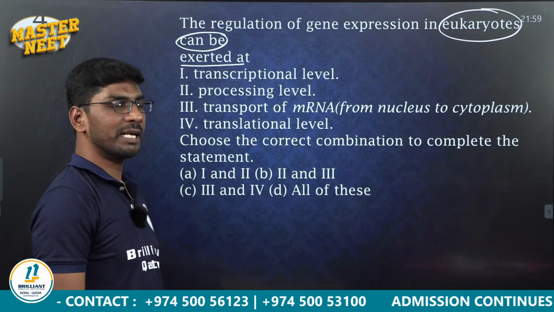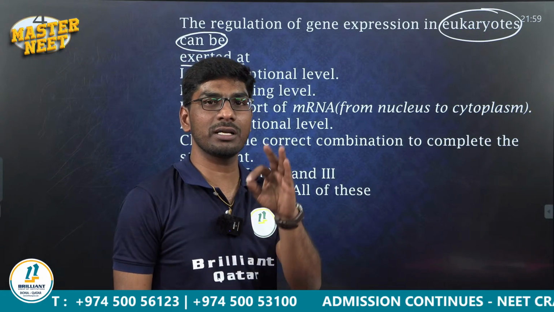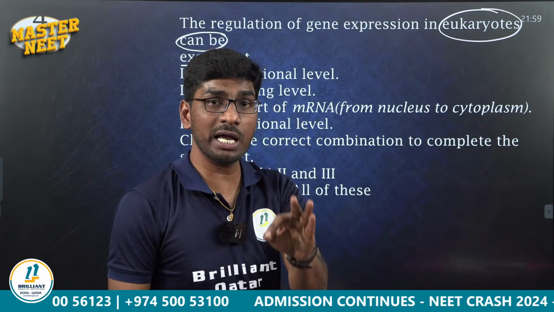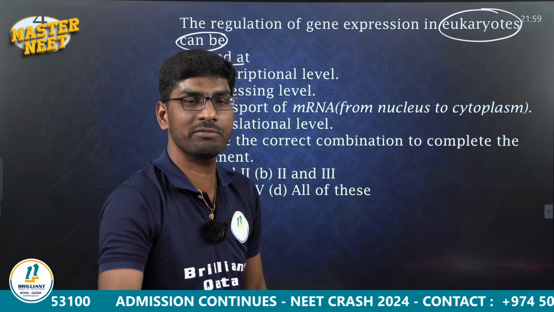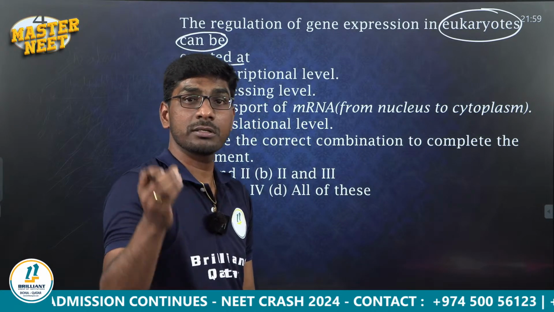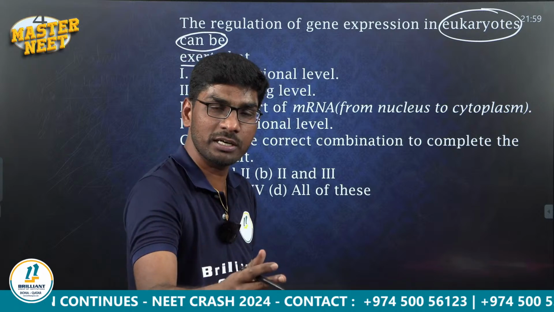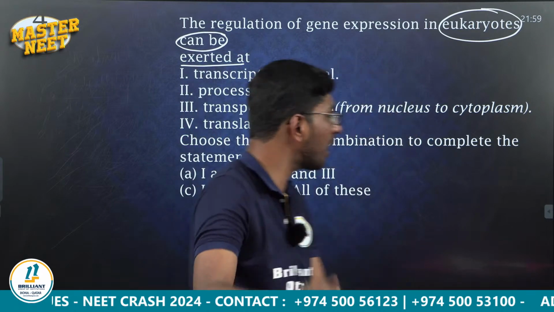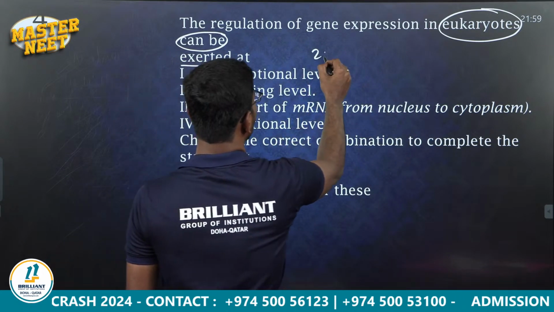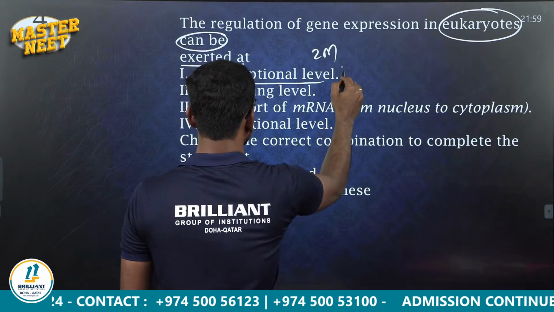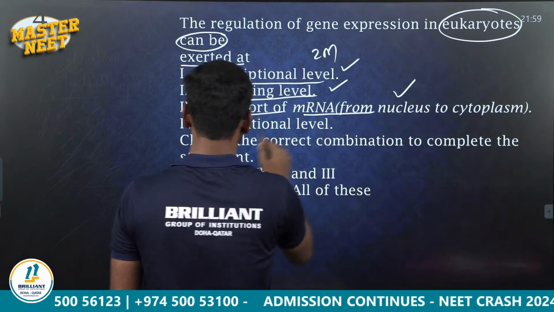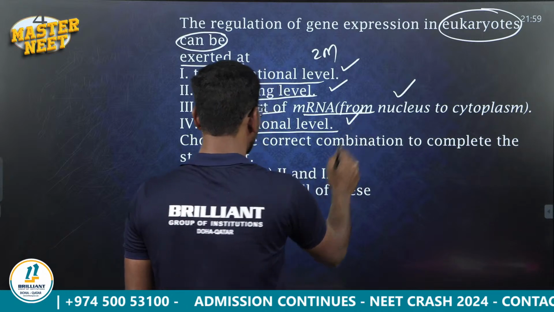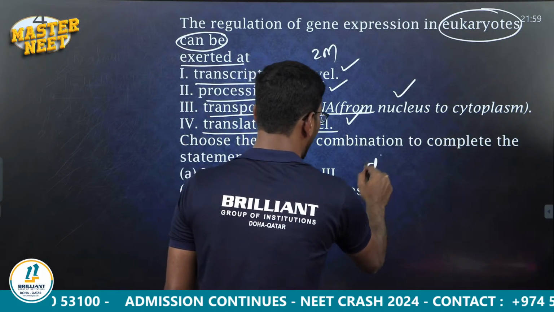If you read NCERT, it is clearly mentioned that eukaryotic gene expression is regulated at several levels: transcription level, processing level, transport of mRNA level, and translation level. Yes, this can come for 2 marks also. So I can go with option D, all.